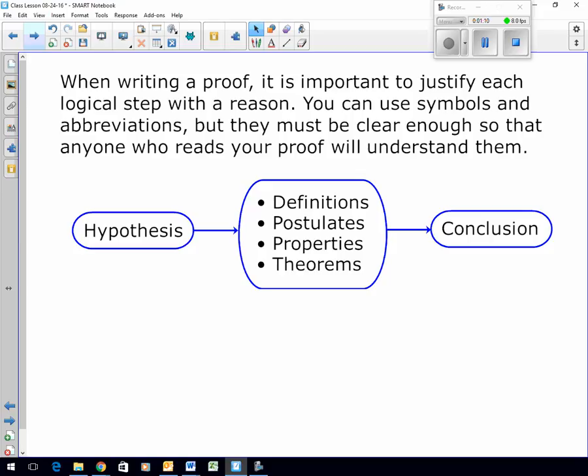You can use symbols and abbreviations. They must be clear enough so that anyone who reads your proof will understand them. That would be me. So I'll tell you what symbols you can use. Here's what's going to happen. We're going to have a hypothesis. You're going to have a little bit of given information. You're going to take that information and use definitions, postulates, properties, or theorems that we talked about to reach your conclusion, step by step.